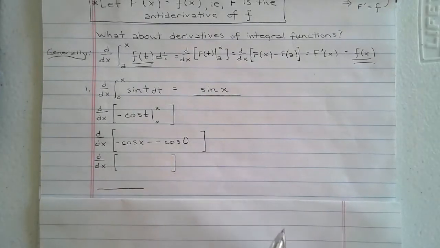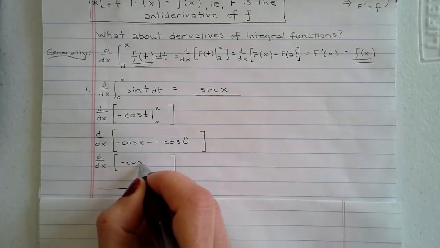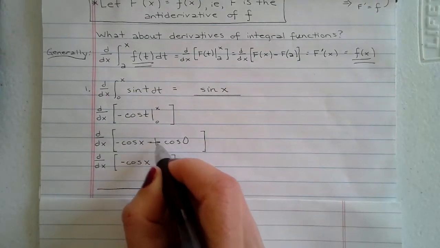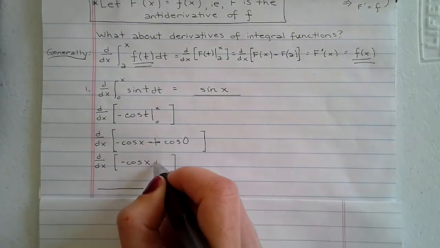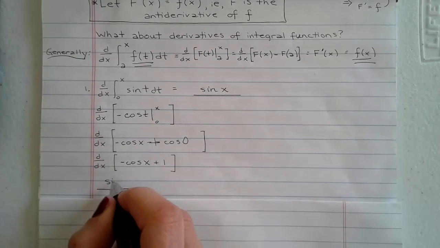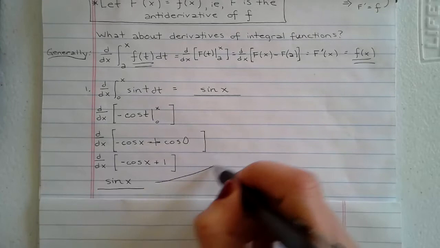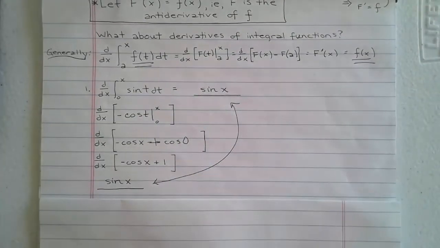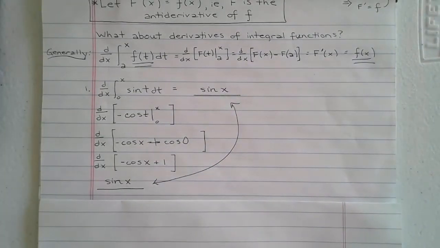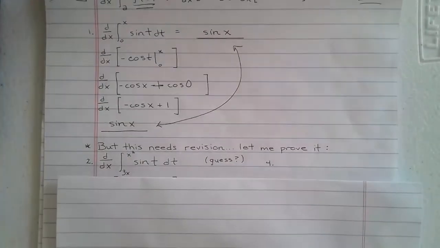Okay, and then we're going to look at this here. I'm going to make this a negative cosine x, and then this will be a plus, right? So cosine at 0 is just plus 1. We still have not taken the derivative. So let's take the derivative of negative cosine, which is sine, and the derivative of 1, which is 0. So it looks as though we have something going on there. We've got the basic idea, but we need to do some revision, and I'm going to prove it to you.